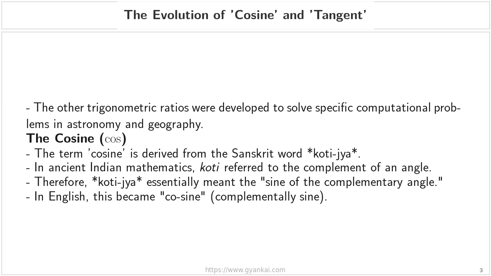This is because the term is derived from the ancient Sanskrit word koti jaya. In the context of ancient Indian mathematics, the word koti referred to the complement of an angle. So when we say koti jaya, we are essentially talking about the sine of the complementary angle. As this concept moved into English, it was simplified to cosine, which literally stands for complementary sine.